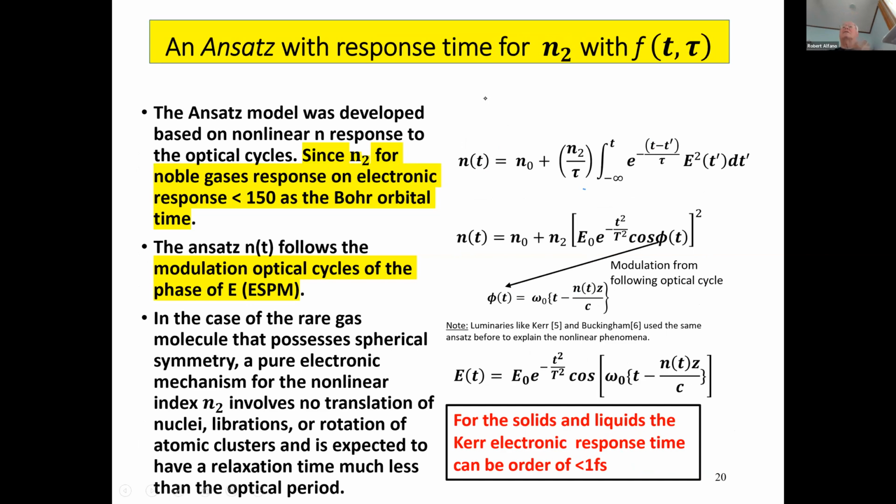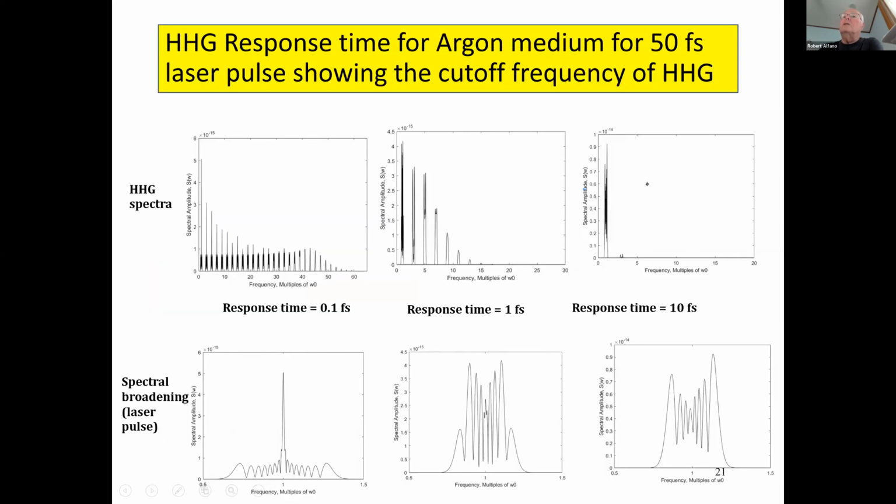So the ansatz of the whole thing that we put forward is the response time of N2. When you use the response time, you will find that it limits the HHG totally. If there's a response time to the index of refraction N0, they put in this response time function F, which has tau, the relaxation time of the material, and it affects the number of odd harmonics. The cutoff frequency changes with the response time.